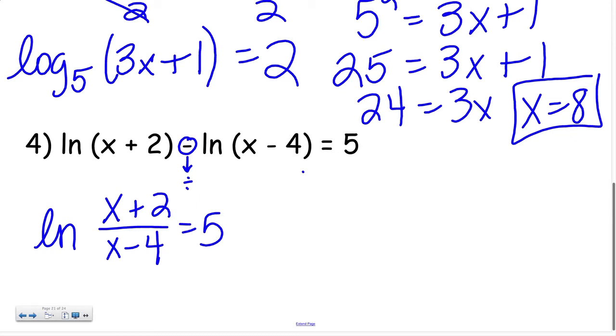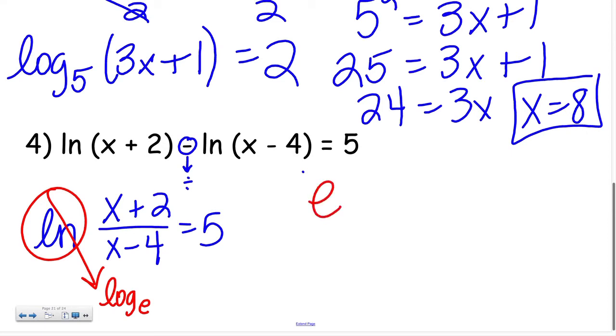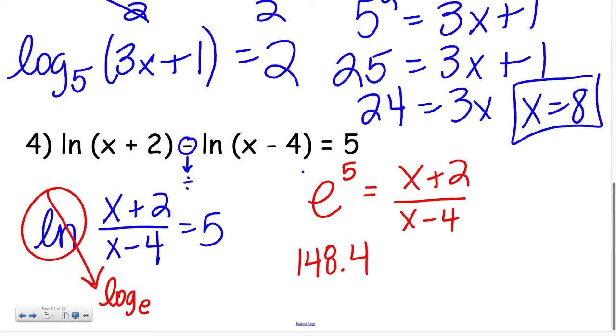Alright, so remember, if it's natural log or log, and you only have one, you're going to rewrite it left, right, left. So when you see that natural log, remember, that is the same thing as log base e. So really, to rewrite it, you've got e to the 5th, like that. Because you've got that natural log, you're going to rewrite it as a base of e. So e to the 5th I'm going to put in my calculator. And I'm going to round it to one decimal place.